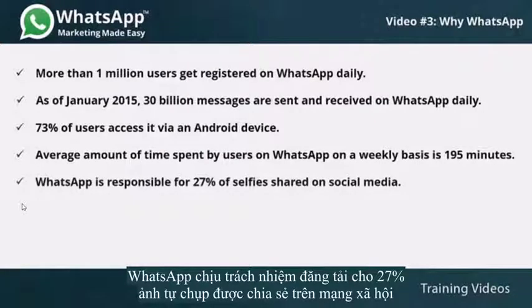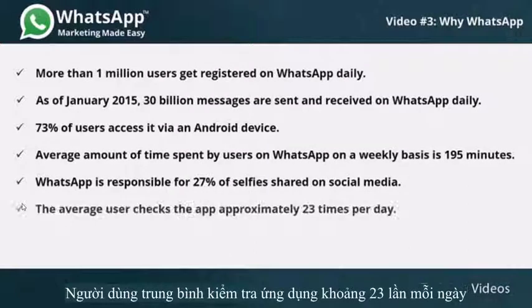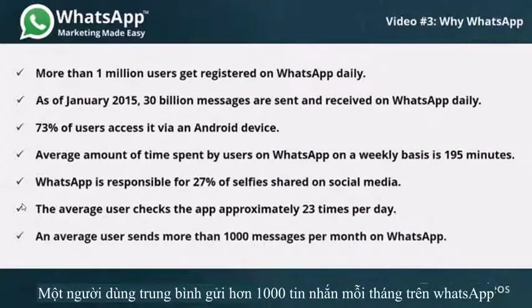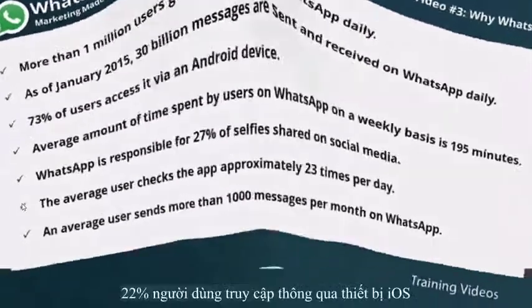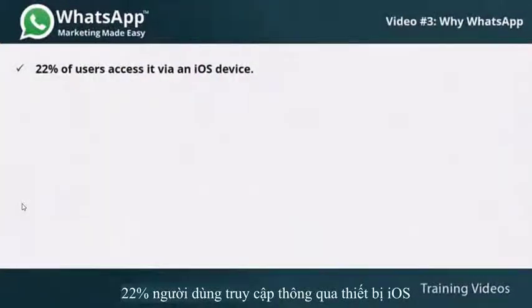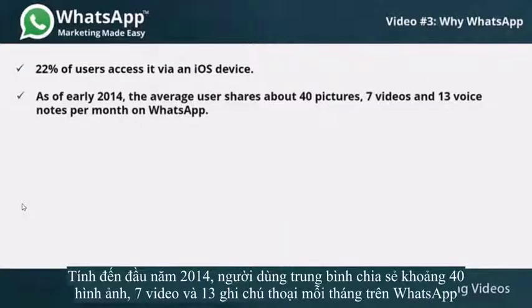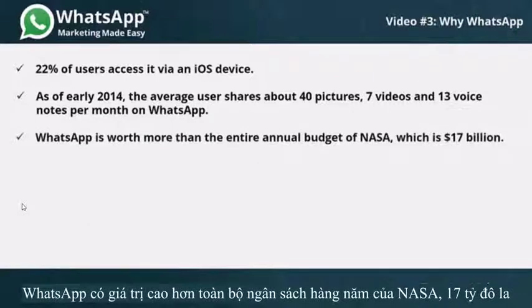WhatsApp is responsible for 27% of selfies shared on social media. The average user checks the app approximately 23 times per day. An average user sends more than 1,000 messages per month on WhatsApp. 22% of users access it via an iOS device. As of early 2014, the average user shares about 40 pictures, 7 videos, and 13 voice notes per month on WhatsApp. WhatsApp is worth more than the entire annual budget of NASA, which is $17 billion.